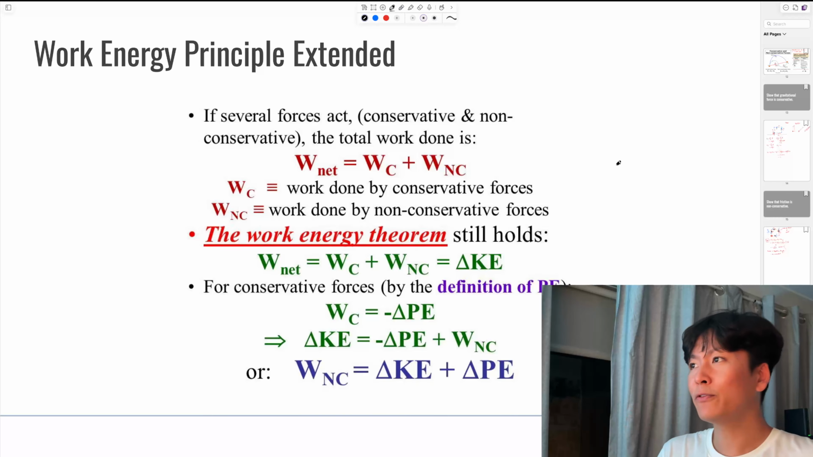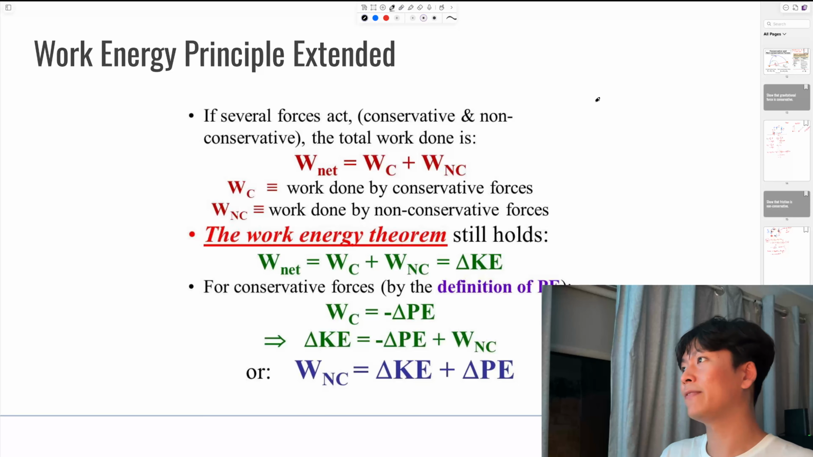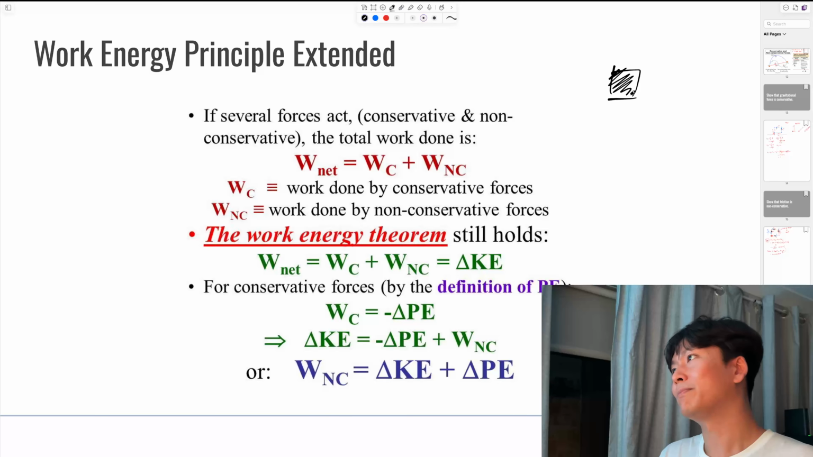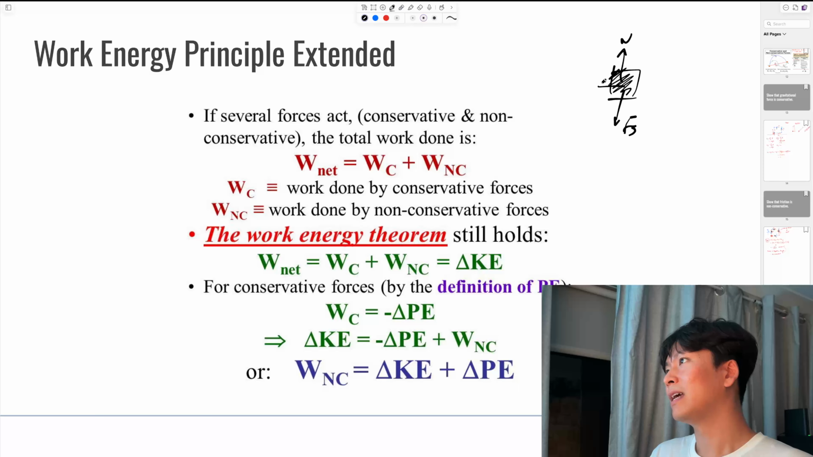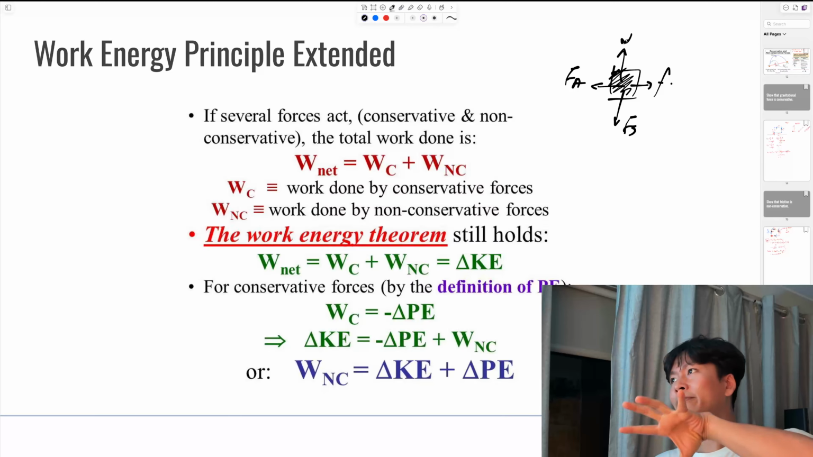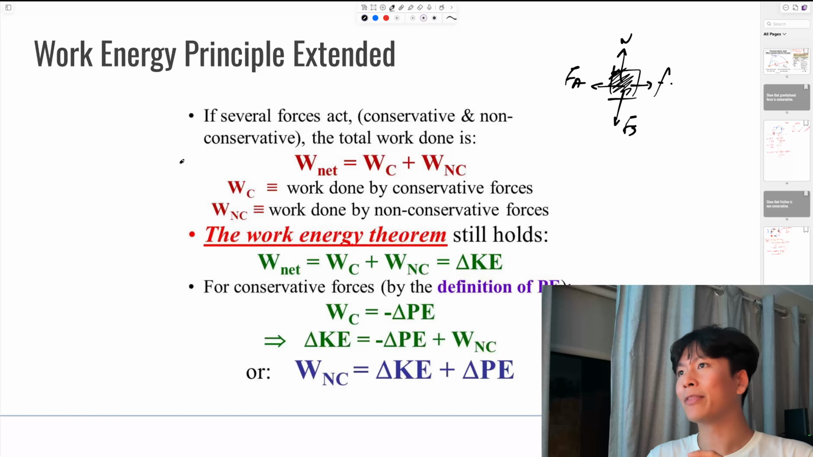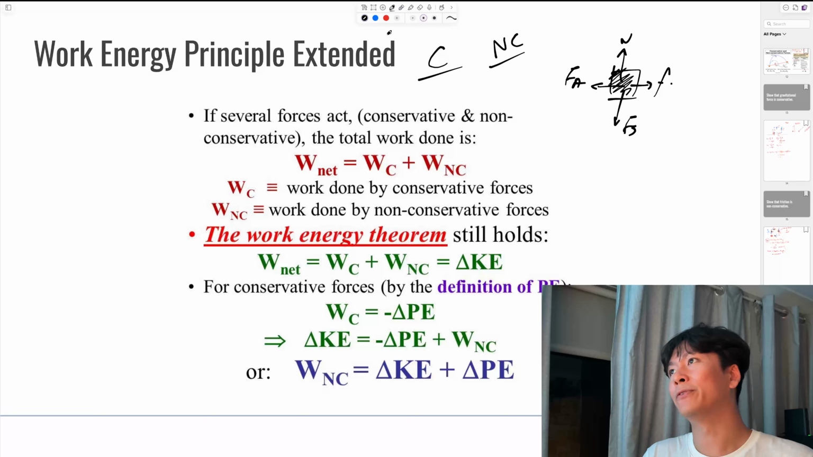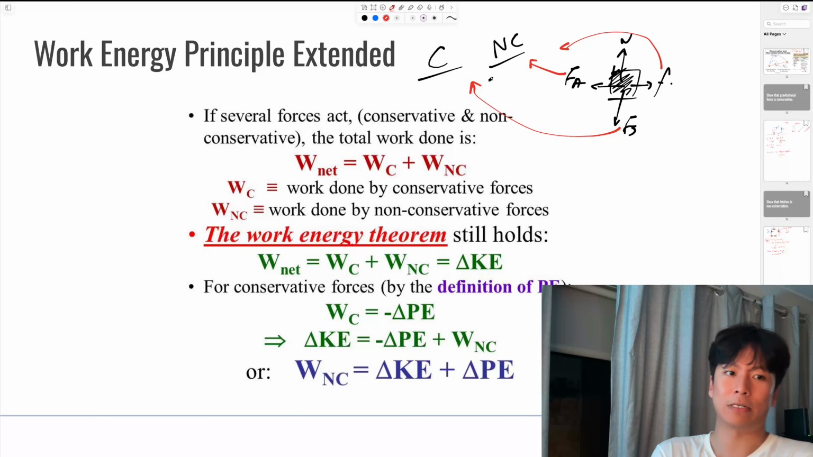Imagine there are now several forces acting on an object. If I have an object, there's a bunch of forces acting on it. It could be normal force, force of gravity, applied force, friction force, etc. I can essentially classify these forces as either a conservative force or a non-conservative force. Something like the applied force is non-conservative, something like friction is non-conservative, something like gravity is a conservative force, etc.